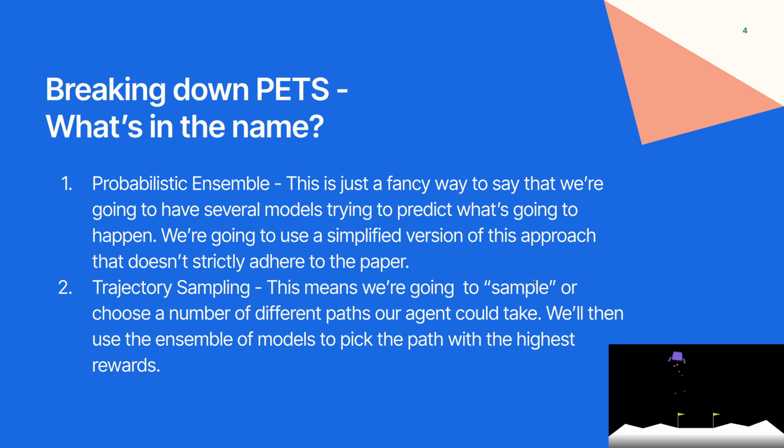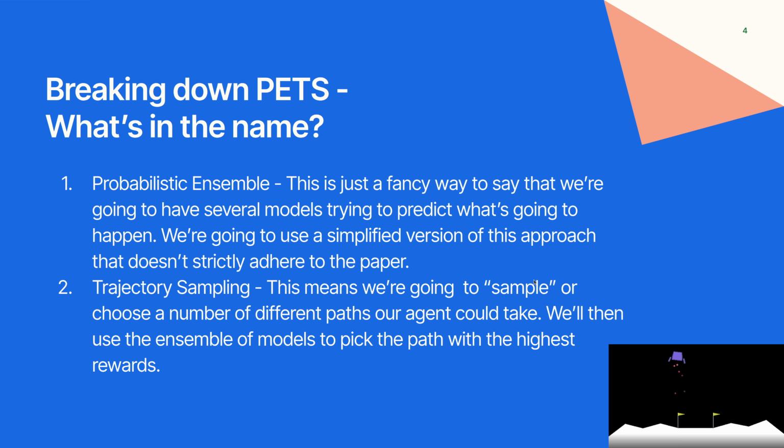So just breaking down what's in the name, what does PETS mean? A probabilistic ensemble is a fancy way to say that we're going to have several models trying to predict what's going to happen. We're going to have 3, 4, 5 models that all take the state and all try to predict what the next state and reward are going to be based on the previous state and the action. We'll use a little bit of a simplified version of this approach. It will not strictly adhere to the paper, but it should get the general feeling of what this is supposed to accomplish.